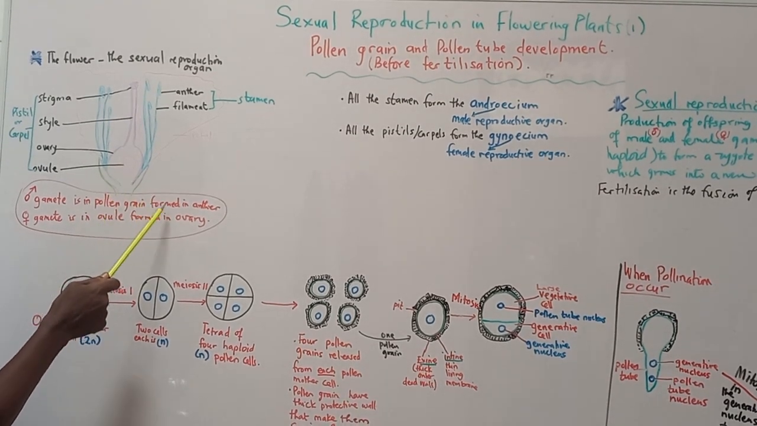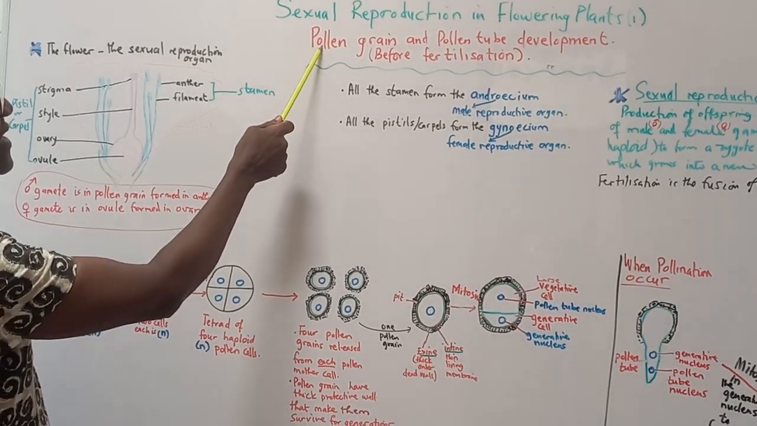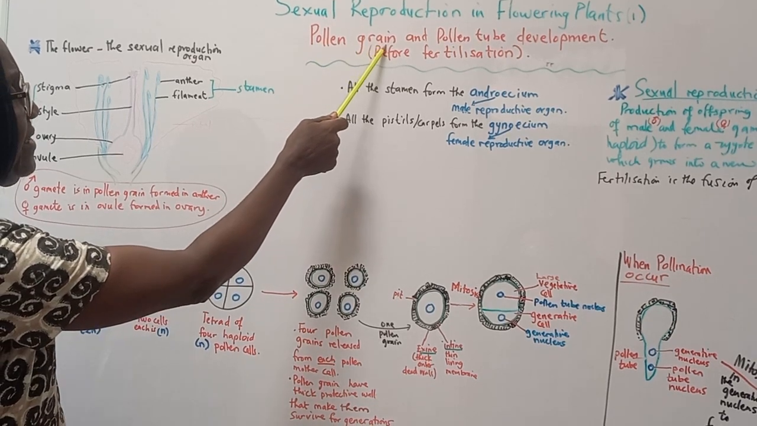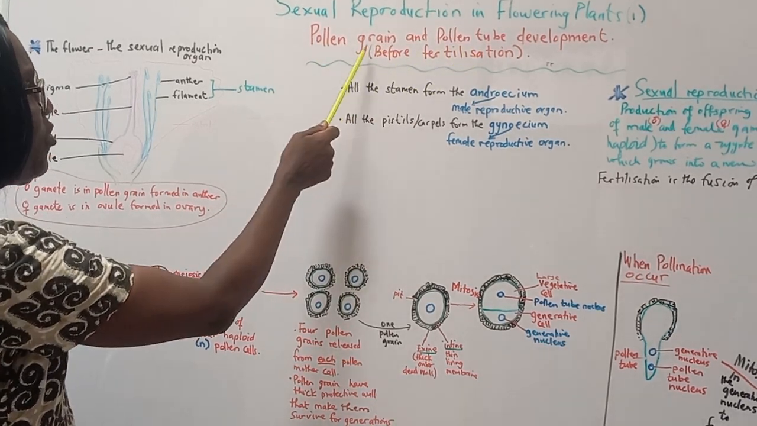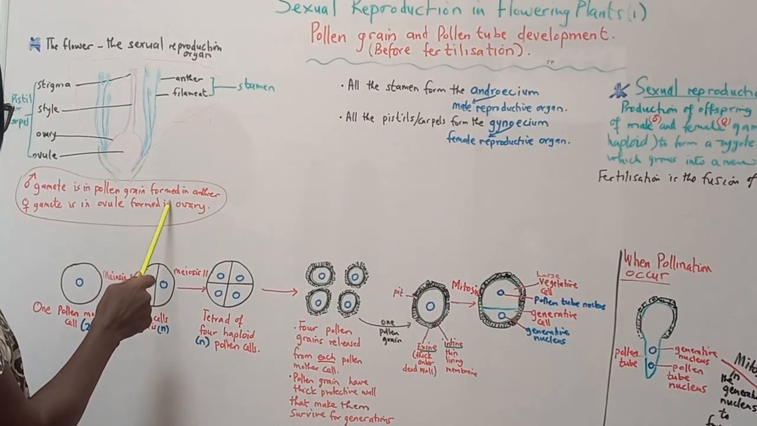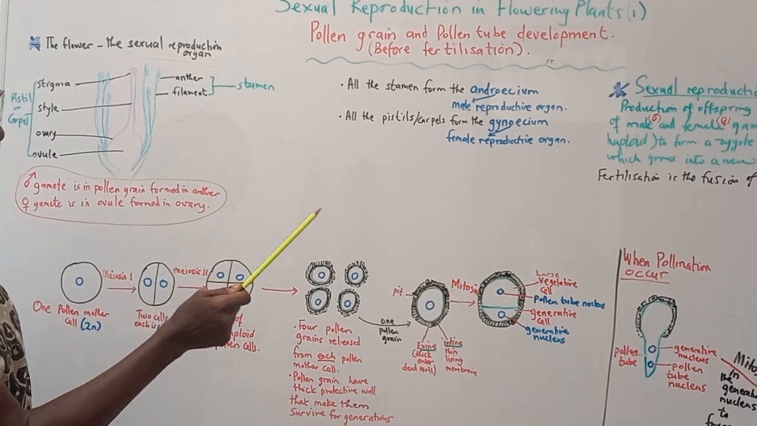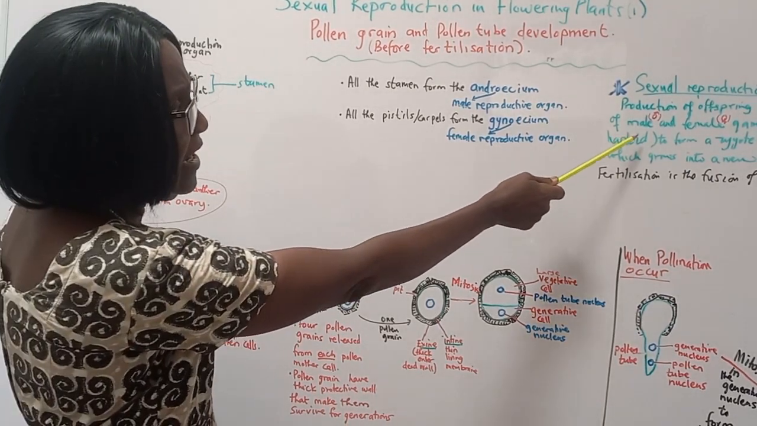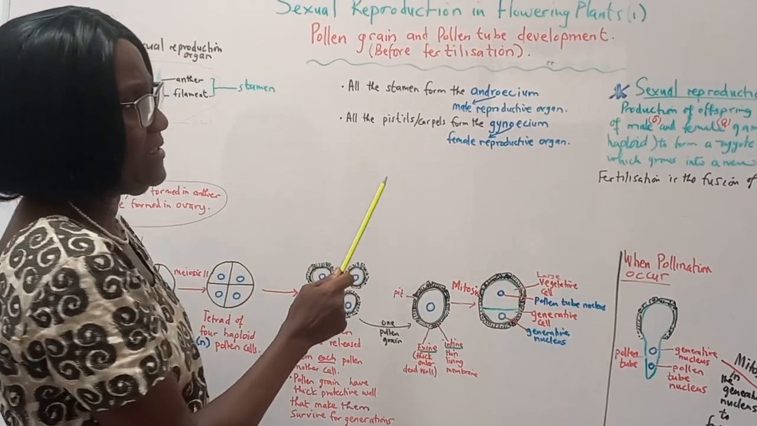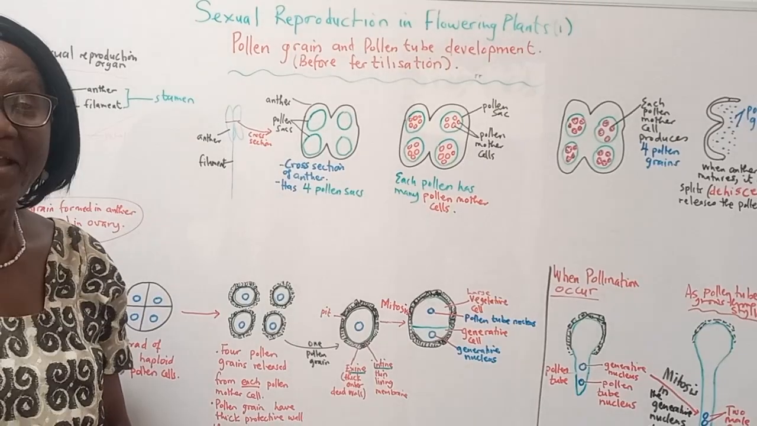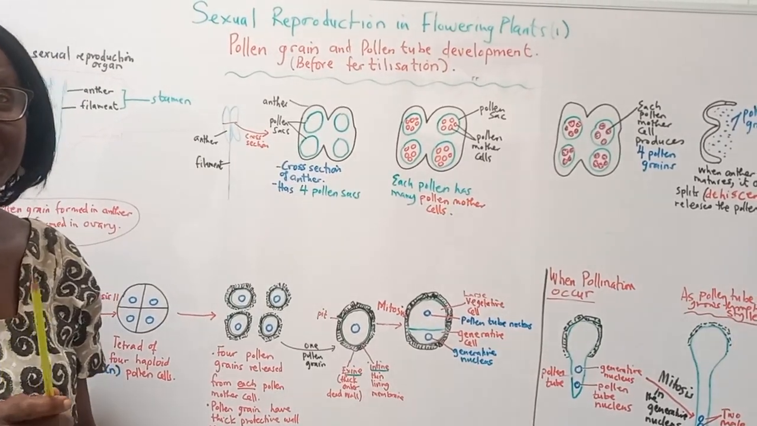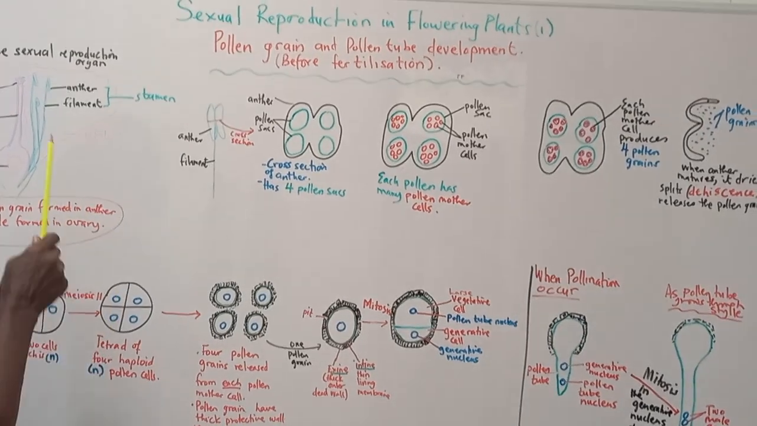In today's lesson, we want to discuss how the pollen grain and the pollen tube are formed before fertilization occurs between the male and the female gametes to produce the offspring. So now we want to find out how pollen grains are formed in the anther.